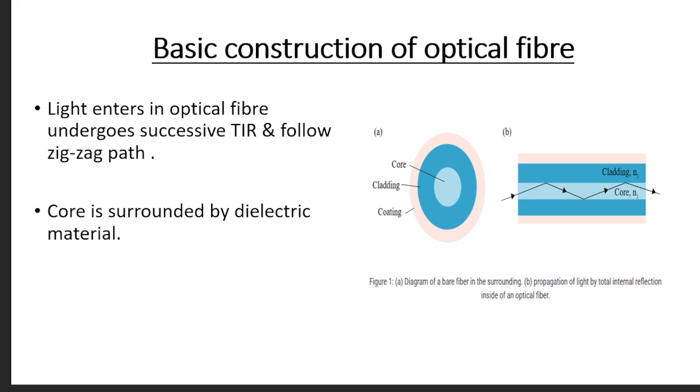As shown in the figure, this part is the core, in which your actual information or data will be transmitted. This innermost part, the core, has the refractive index mu1. It is surrounded by a dielectric material, the cladding, whose refractive index is mu2. This outer jacket is the cladding material, such that mu1 should be greater than mu2. Therefore, total internal reflection will take place. This is the required condition: the refractive index of core should be greater than the refractive index of cladding.